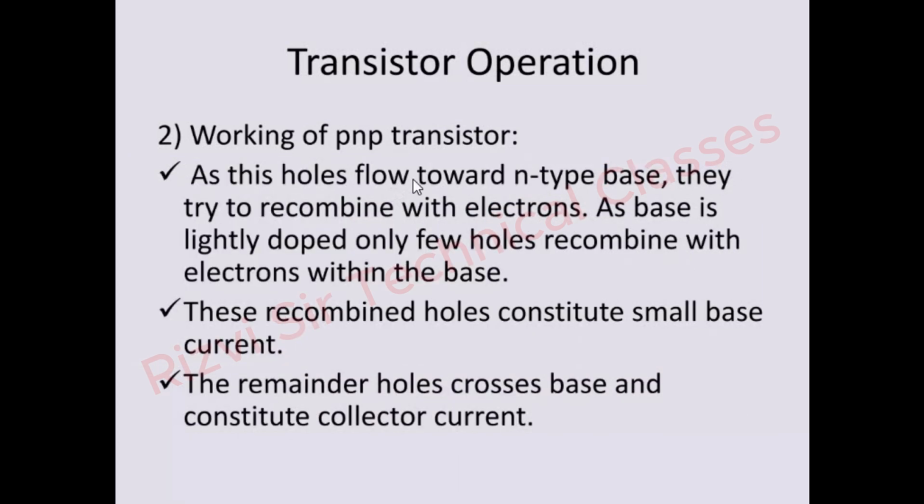Working principle of PNP transistor. As these holes flow towards n-type base, they try to recombine with electrons. As base is lightly doped, only a few holes recombine with electrons within the base. These recombined holes constitute a small base current. The remaining holes cross the base and constitute collector current.